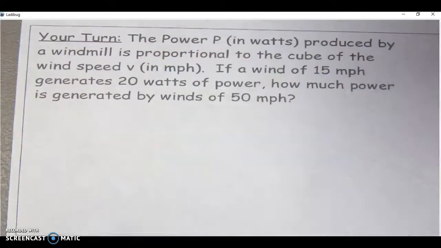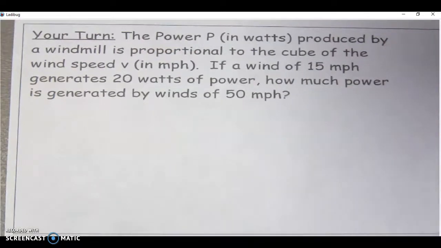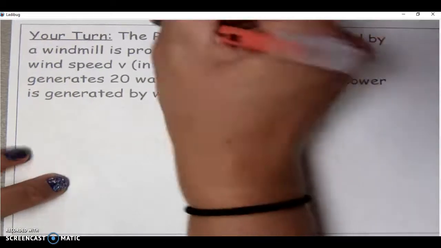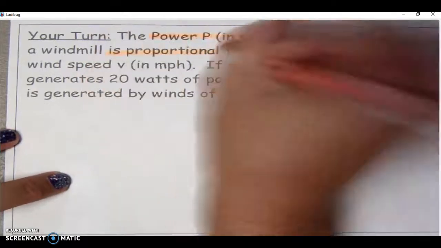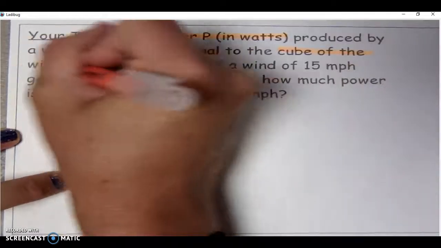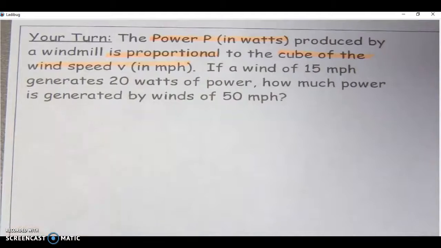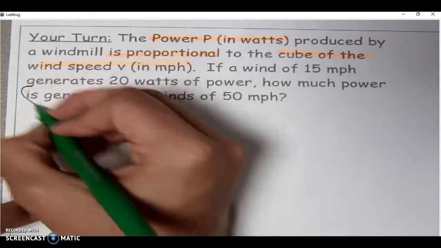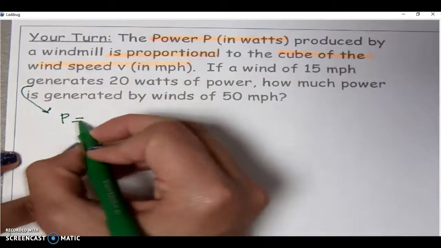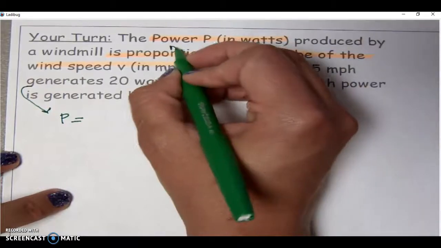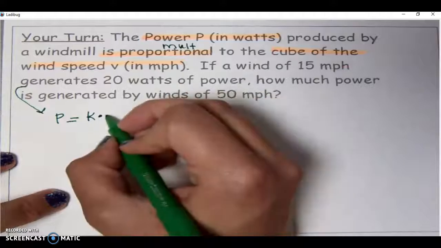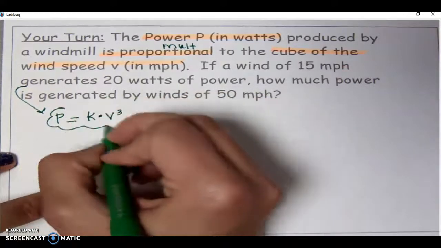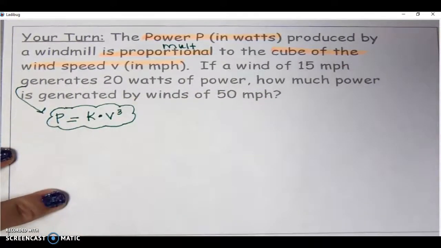The last problem is very, very similar, so we're going to do it the same way. It says the power in watts produced by a windmill is proportional to the cube of the wind speed. This is almost the same thing as we just saw. Power produced, so P for power, is proportional. If it's proportional, we're going to use multiplication. So k times the cube of the wind speed, so k times V to the third. That's what we're starting out with.